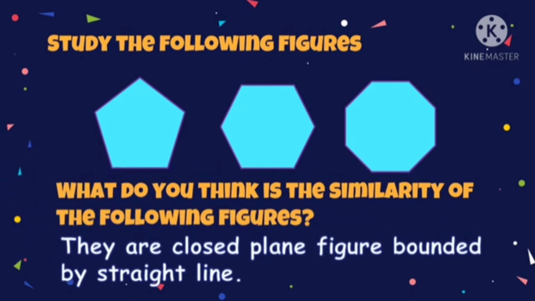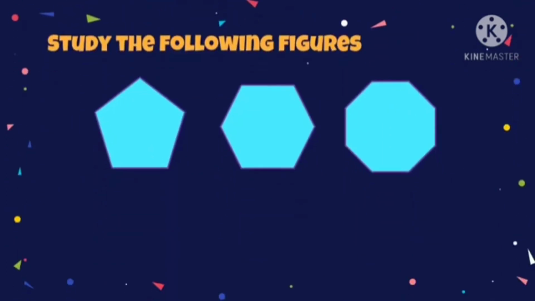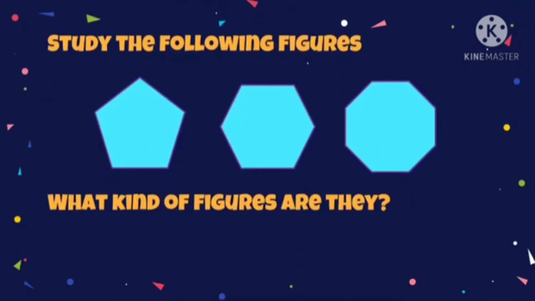They are closed plane figures bounded by straight lines. So these are the similarities of these figures. So sila ay mga closed figure na bounded ng mga straight line. What kind of figures are they? So alam niyo ba kung anong klaseng figures sila? Yes, they are polygons.